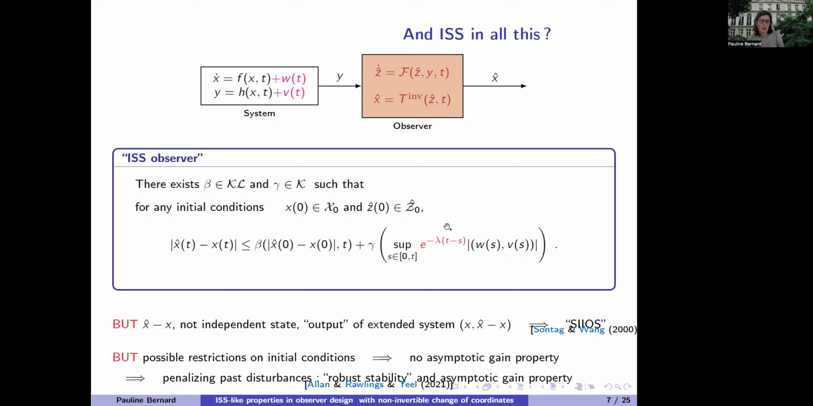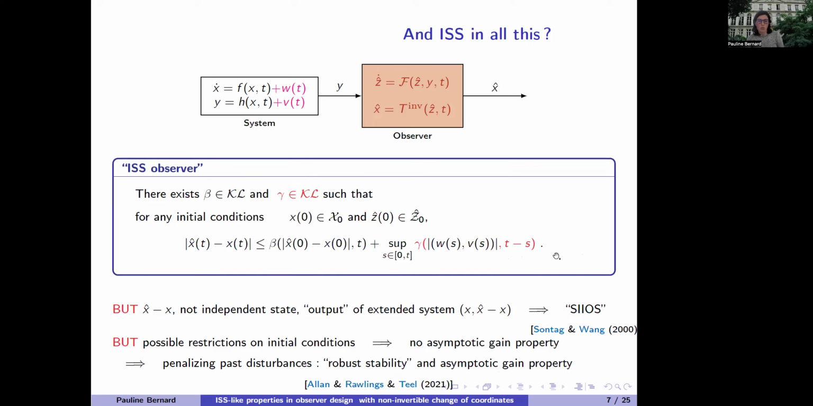And for this, you need some penalizing term, which in this paper they just take as another KL function. And in that case, you recover the nice asymptotic gain property that we like in ISS properties. And again, this is all because you're forced to restrict the initial conditions, and I'm going to explain why in the next slide.